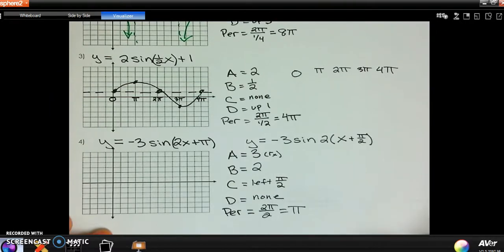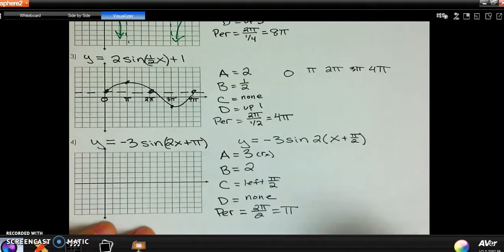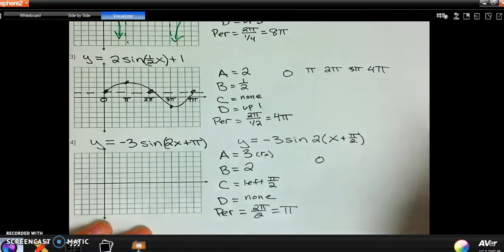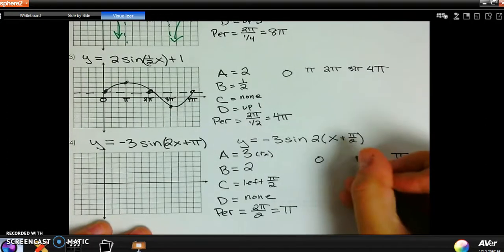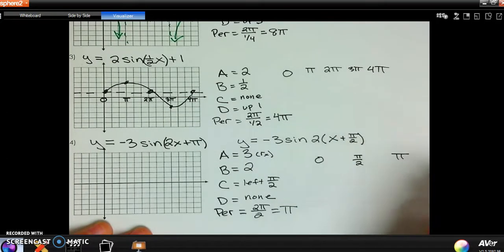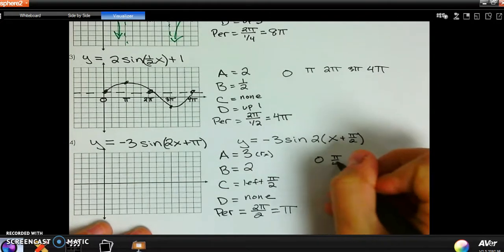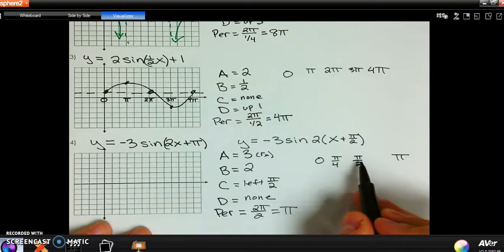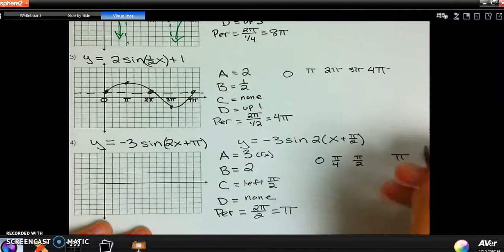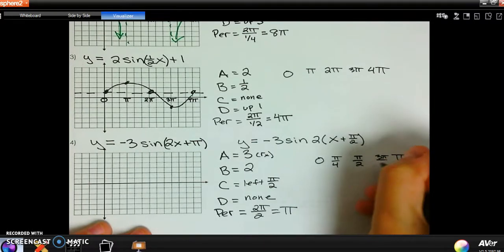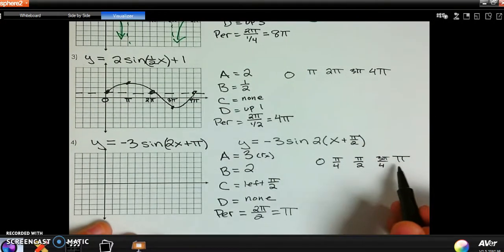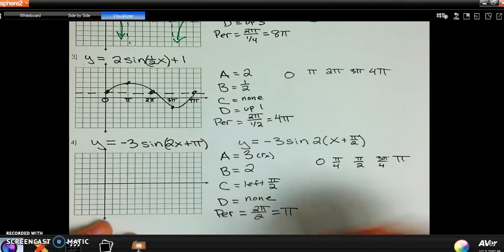Okay, so from here, my period is pi. That would mean that my normal key values would be from 0 to pi. Halfway between there is pi over 2. Halfway between that is pi over 4. So you're counting by pi over 4s. So 1 pi over 4, 2 pi over 4, which is a half. The next one would be 3 pi over 4. And then 4 pi over 4, which is pi. So those were my key values, but then what happened is I have to shift each of them to the left.